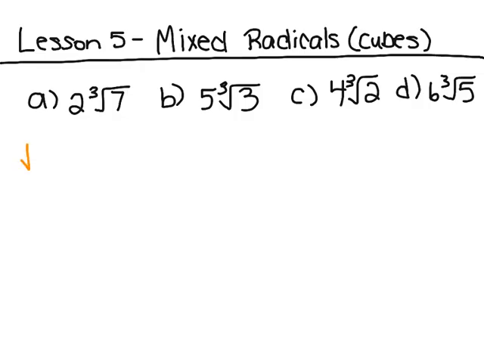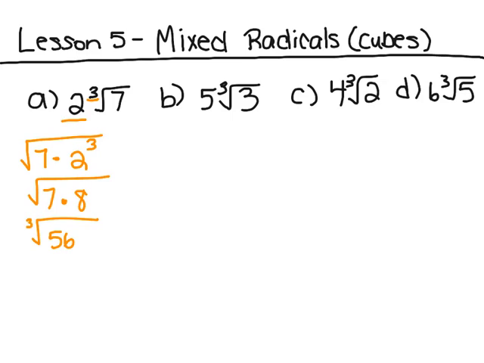Okay, we're going to write it as an entire radical. So you're going to move the coefficient inside the brackets. So we have 7. Now we're going to write the coefficient to the power of the index. So 2 to the power of 3. Coefficient to the index. So that's 7 times 8. And 7 times 8 is 56. And of course, these are all the cube roots. That's all you have to do.